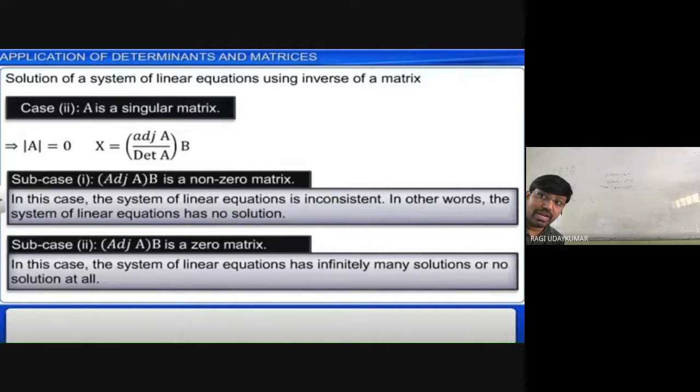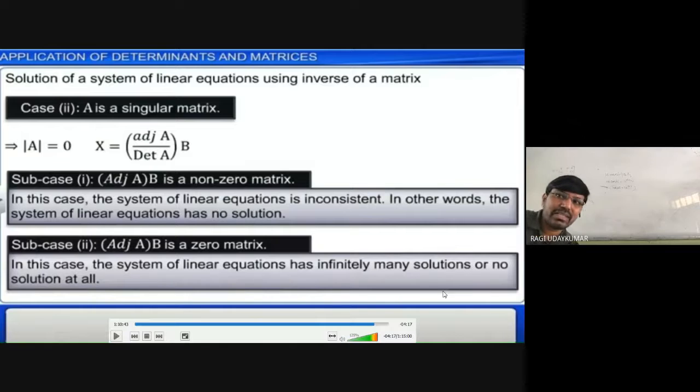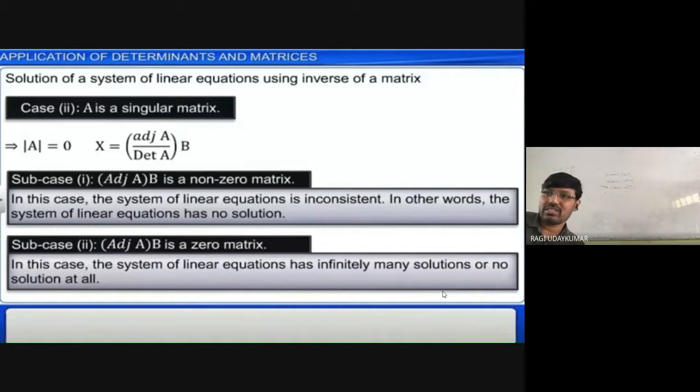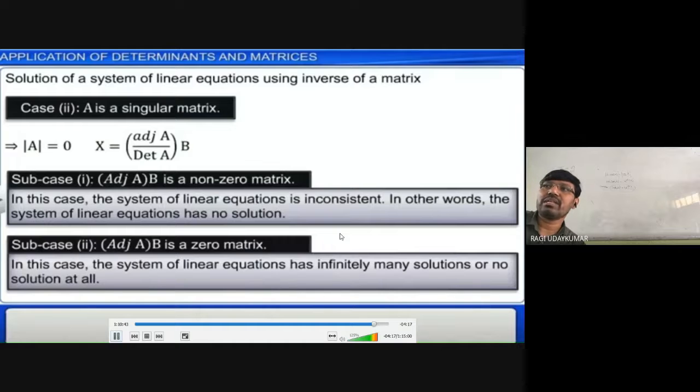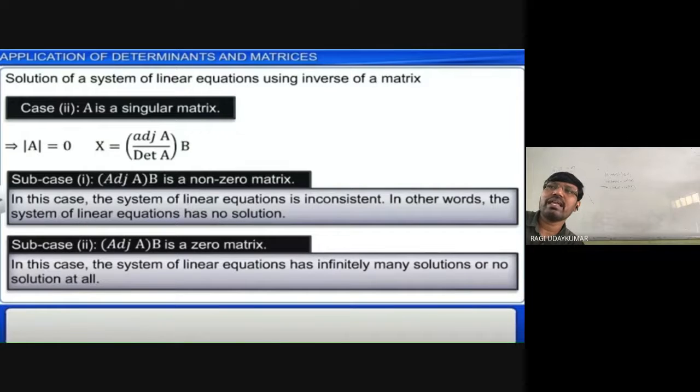If the determinant of A equals 0, you need to find the adjoint of A into B. If adjoint of A into B is a non-zero matrix, it is inconsistent. If adjoint of A into B is a zero matrix, there exist infinitely many solutions. Infinitely many solutions means the 3 equations represent the same equation in that situation. Infinitely many solutions will be there for that system of linear equations when adjoint of A into B is a zero matrix.